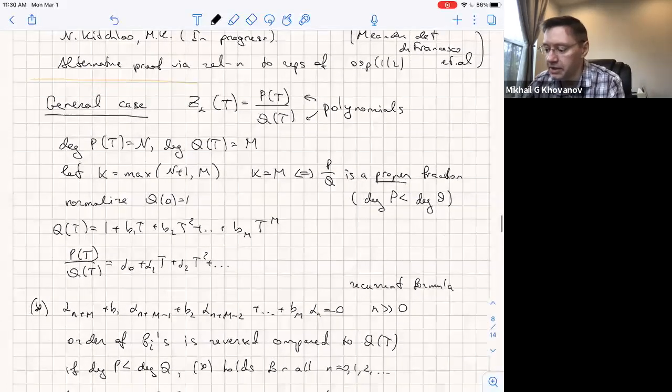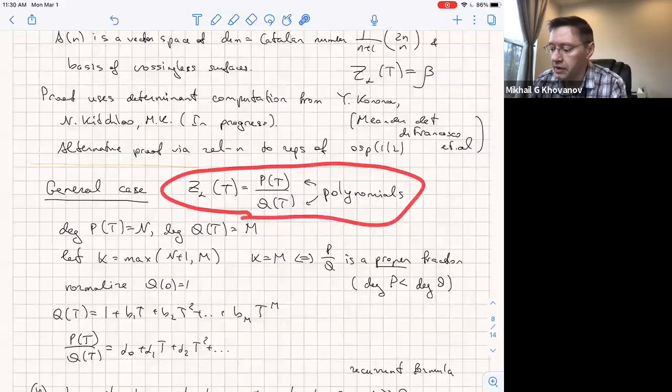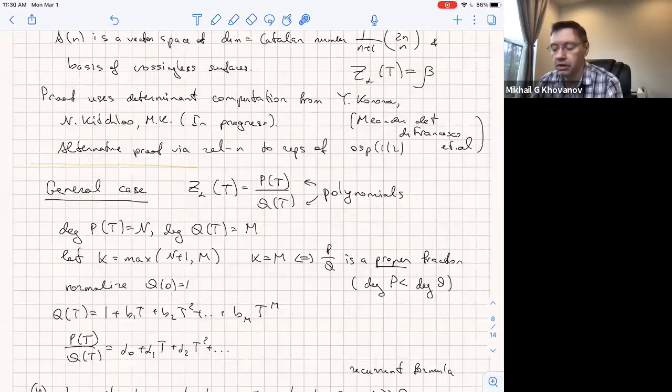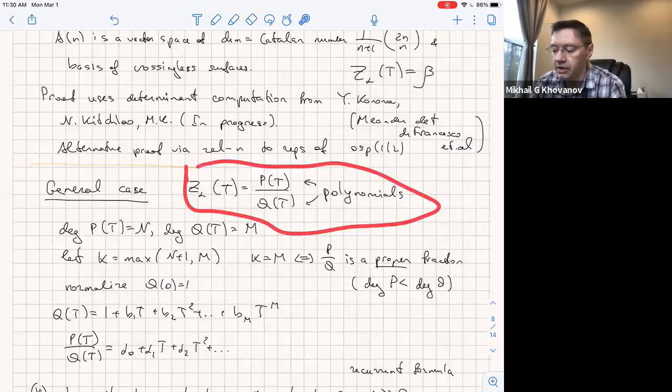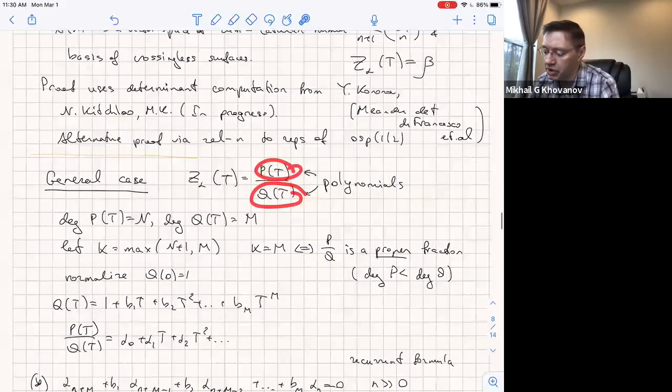Yeah, so let us discuss the examples beyond the constant function. So in the general case, to get finite dimensional state spaces, we want a polynomial. Also, we want a rational function, a polynomial divided by a polynomial.